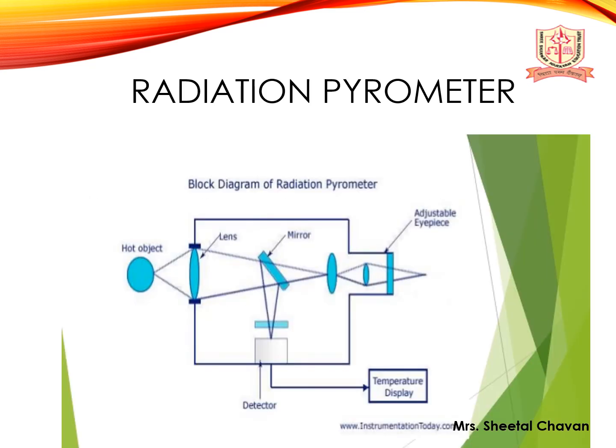This is a diagram of a radiation pyrometer, which consists of a hot body, then the lens, and a mirror attached at the center. To the mirror the detector is provided and the temperature is displayed on the screen. Also, an adjustable eyepiece is provided at the other end.